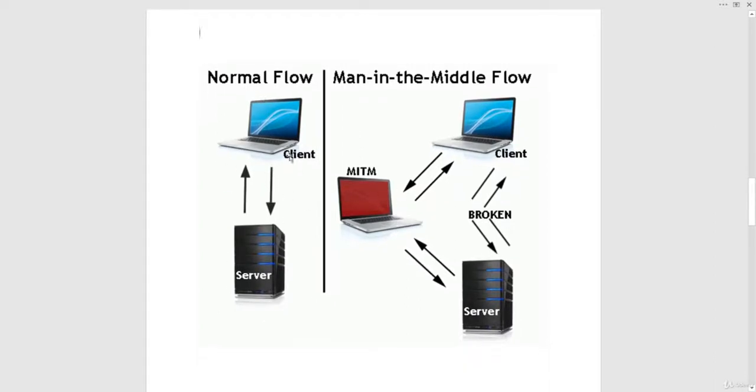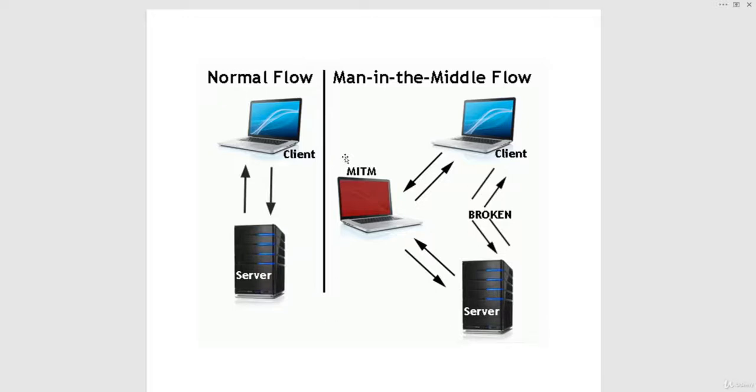This is the normal flow. The client requests some page and the server renders that. This is your normal flow, and then there is a man in the middle, who is basically a hacker. What happens is, instead of sending requests directly to the server, they will be sent through this hacker machine. We have already said that in order to send the correct information to the client, or the correct request to the server, it will look at the MAC addresses.